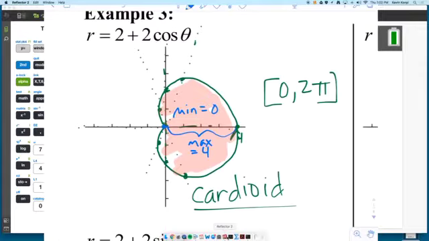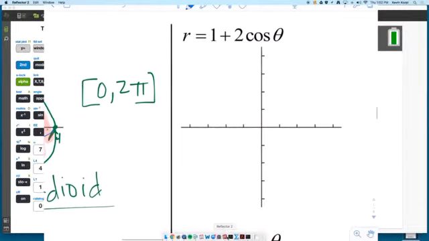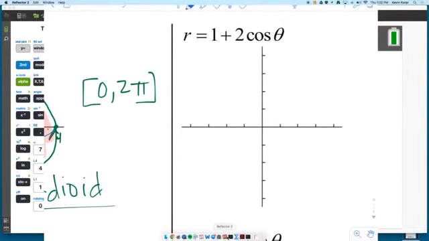So that's when the 2's are the same. It could be 3 plus 3 cosine, 4 plus 4 cosine. It's going to be very similar. Now let's look at the next one here. Again, I have two terms, but this time it's 1 plus 2 cosine. These are different numbers. First of all, what type of symmetry do you imagine it'll have? It has x-axis symmetry. Good.